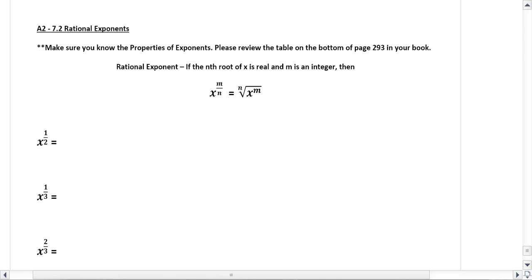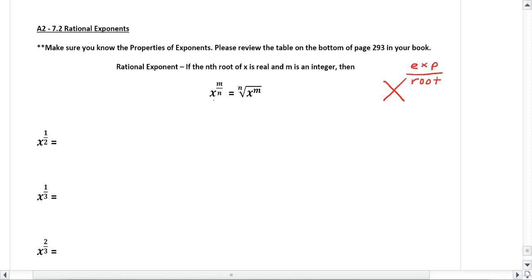So first of all, I am not going to go over the table again of properties of exponents. That table is on page 293 of your book, where you have multiplying like bases, dividing like bases, a power to a power. You need to look at that and make sure you know that. It's so important for what we're building on later. So take a moment, look that over, and then we'll get started with these fractions.